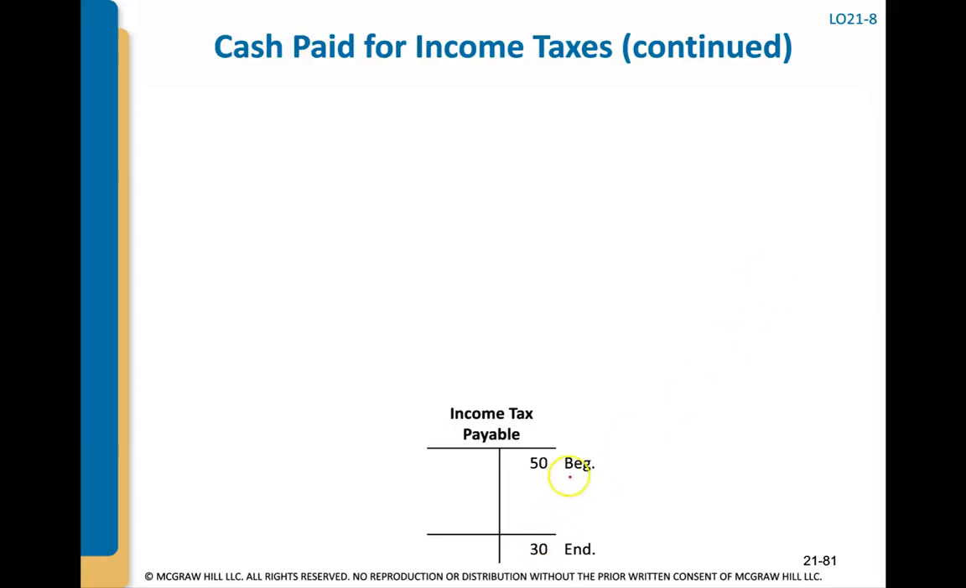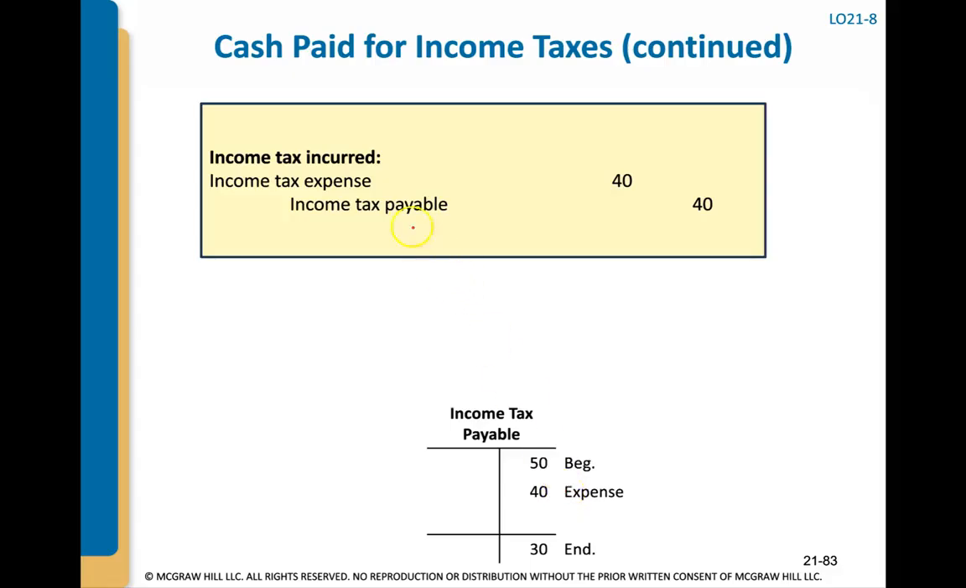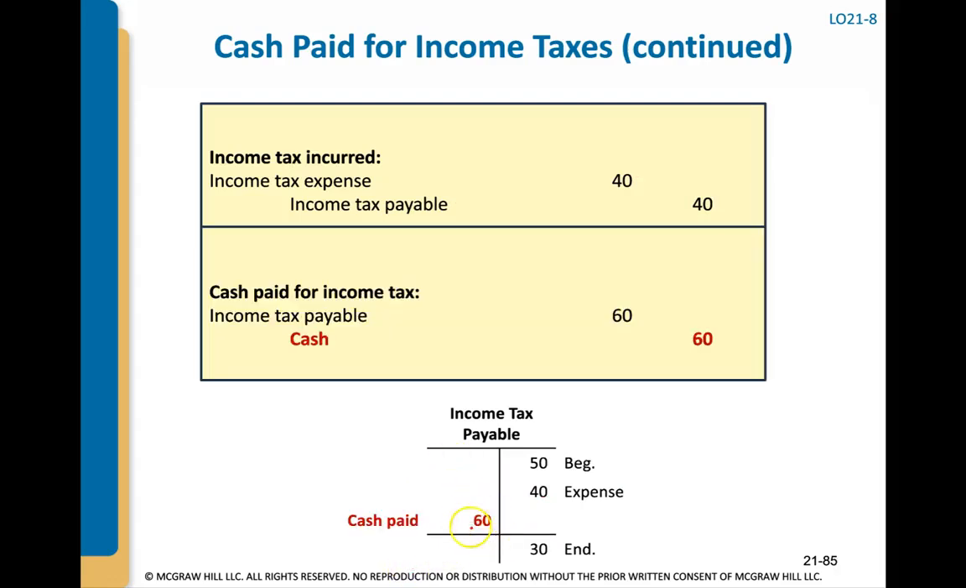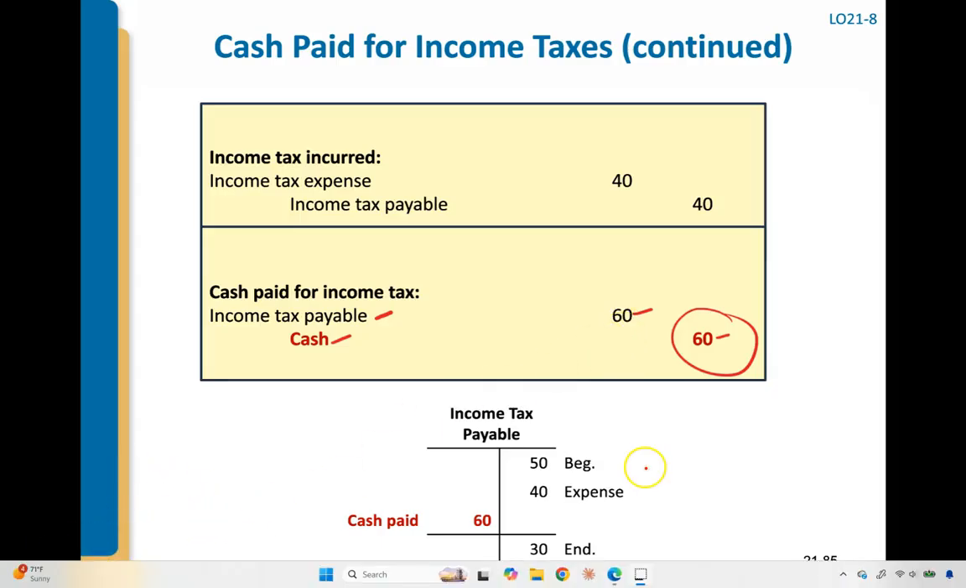Let's look at our T accounts first. Here's my T account, my beginning of 50, ending is 30. I'm told that my income tax expense was 40. So I'm going to assume that the entire amount went to income tax payable as a credit. So this is that credit here. When I roll forward my T account, my 50 plus 40 does not equal my ending balance of 30, which means I had some sort of a payment. And that's the plug, right? The $60. So I would have debited income tax payable for 60 and credited cash for 60. So my cash paid for income taxes is $60.